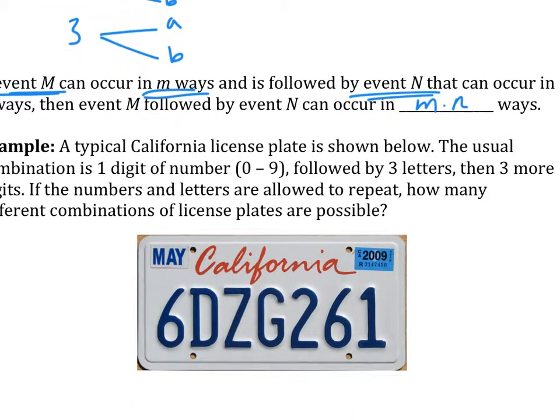A typical California license plate looks like this. The usual combination is 1 digit of number that is from 0 to 9, followed by 3 letters, and then 3 more digits. So that's how a usual California license plate looks. If the numbers and letters are allowed to repeat, okay, so that's an important part, whether it's going to repeat or not, how many different combinations of license plates are possible?